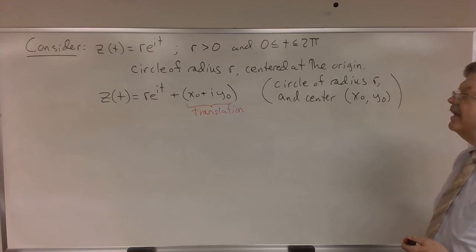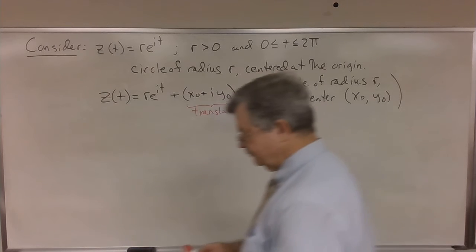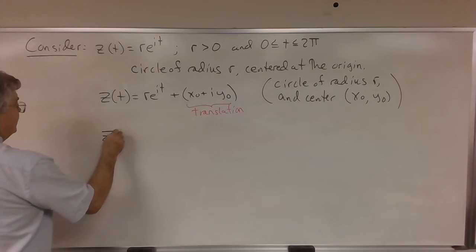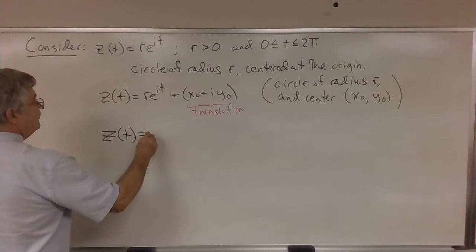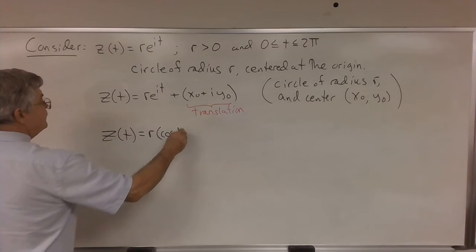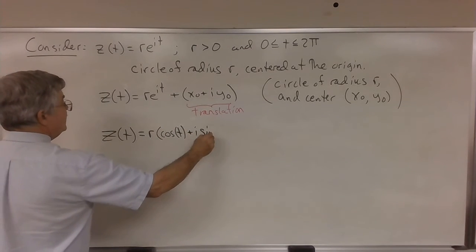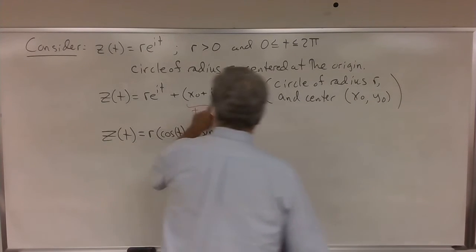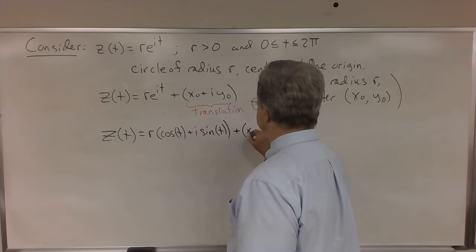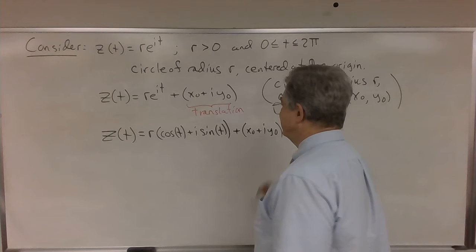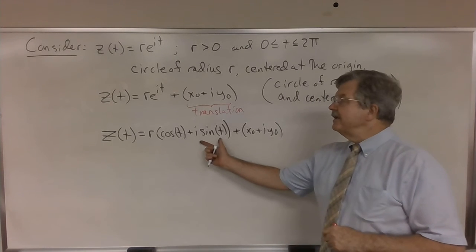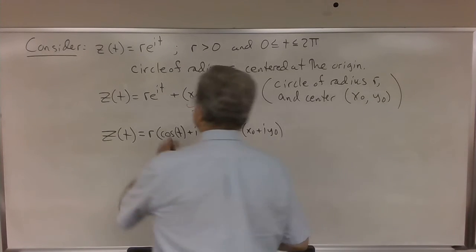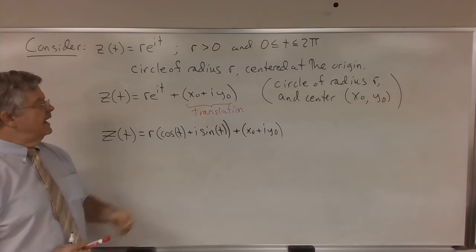Okay. Now, r e to the i t. Can't I write that as r times cosine of t plus i sine of t? And I'll keep this the same. Nothing has changed about the graph of the function from here to here. I'm just re-expressing this in a different way.